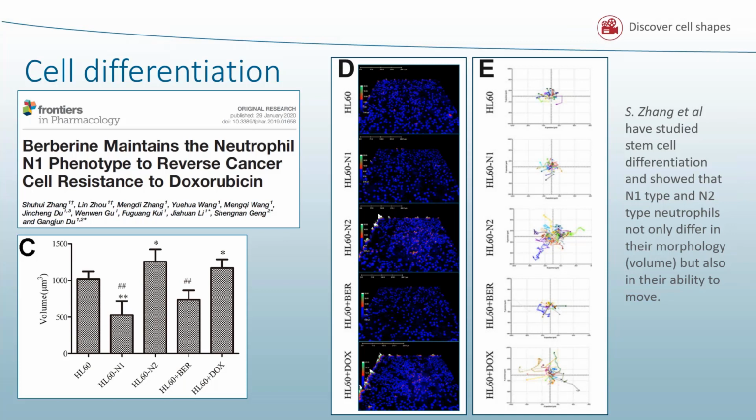So you see the HL60 cells don't move much. The N1 type neutrophils don't move that much. But N2 type neutrophils move a lot. So even if the increase in size is not as large or as defined as the decrease for the N1 cells, if you combine it with the cell movement, you will know for sure in what stage your cells are when they differentiate.